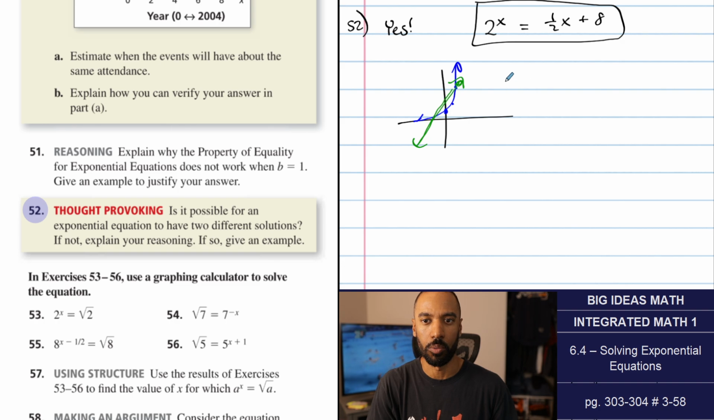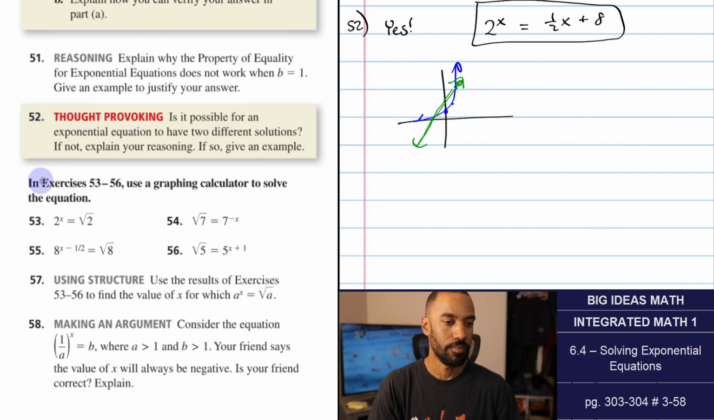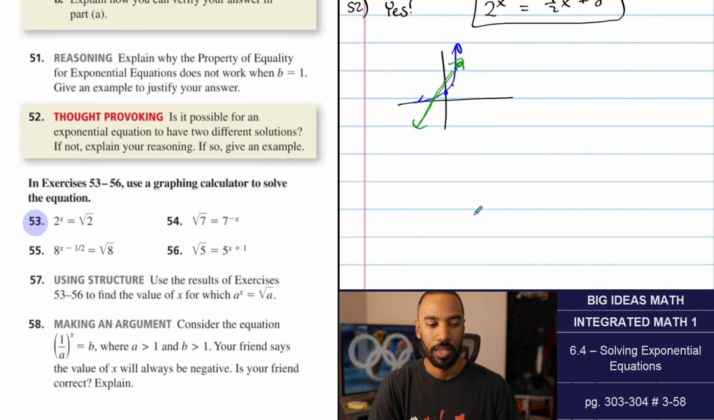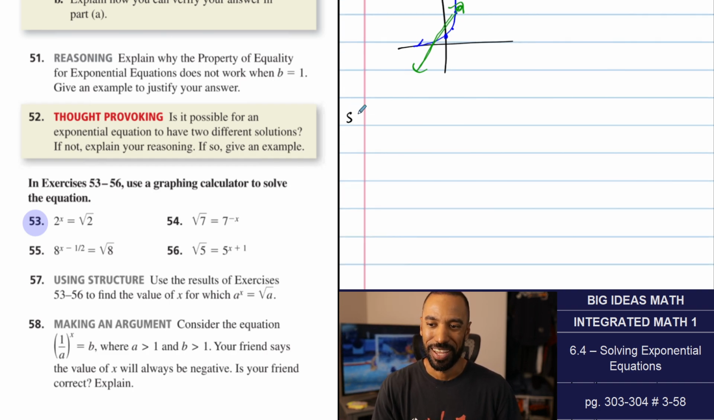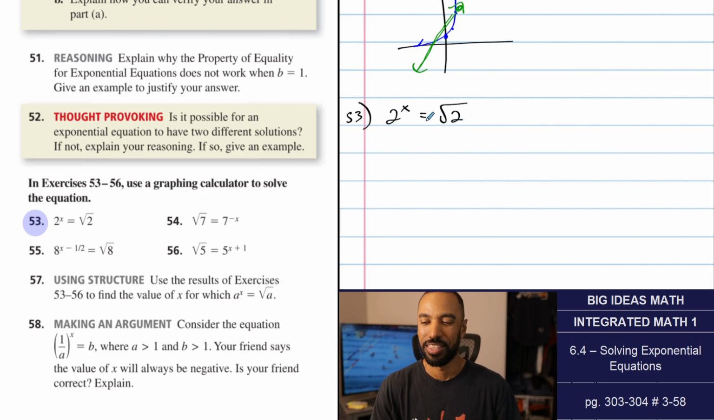We did some of these before where we saw two different points of intersection, so it's weird that they ask that now instead of before. Okay, in exercises 53 to 56, use a graphing calculator to solve the equation. I want to do this by hand, but you're going to learn these in IM2, I think, not IM3, where you'd get the answer. Number 57 actually says use it to find that, so I'll let number 57 answer it for us as we use the graphing calculator for these ones.